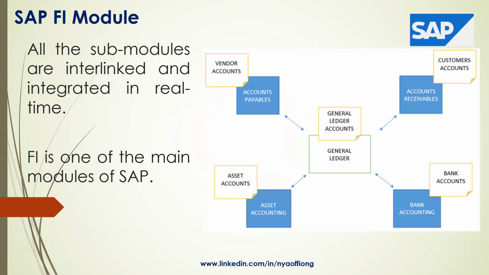The submodules in the FI module include the general ledger, the accounts payable, the accounts receivable, bank accounting, and asset accounting. All these modules interlink and integrate in real time with each other.